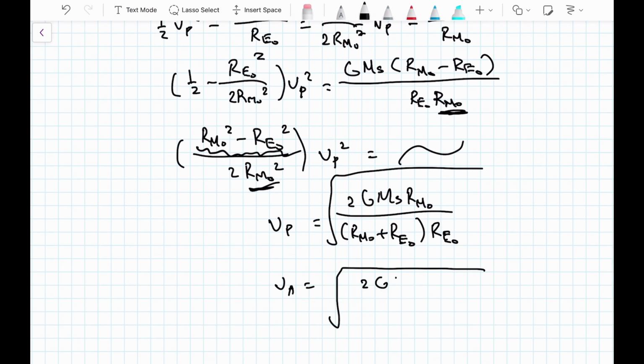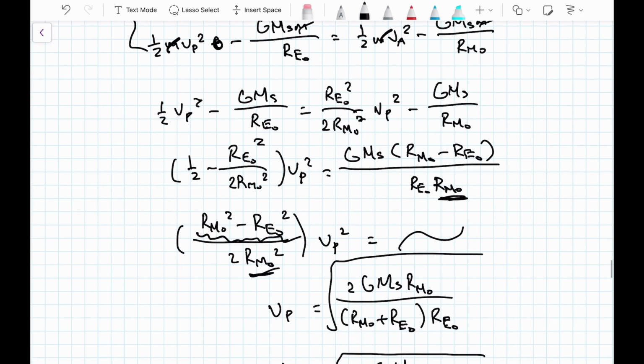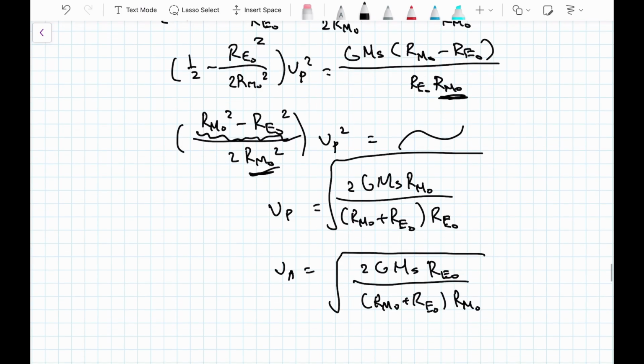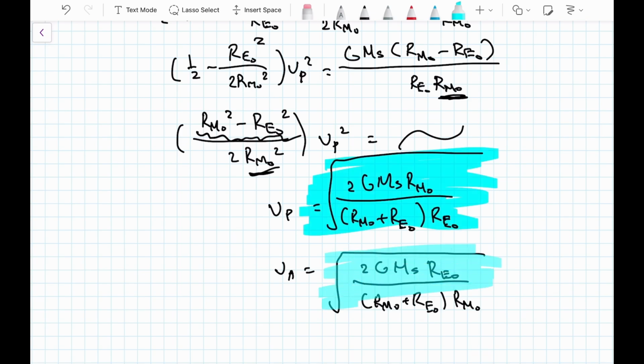So we have 2GMS, and then the square root of RMO cancels out with RMO, and we get it on the bottom. So we have RMO over here, and then we have RE over here. Okay, and that will be the answer to this part of the question.